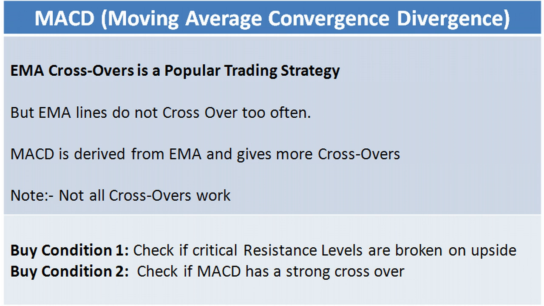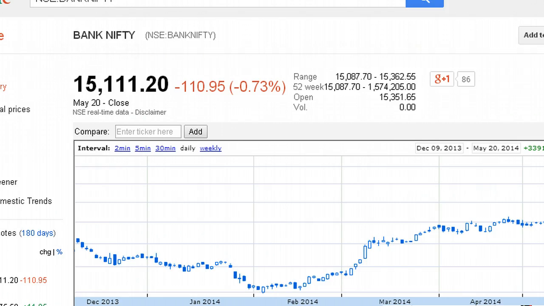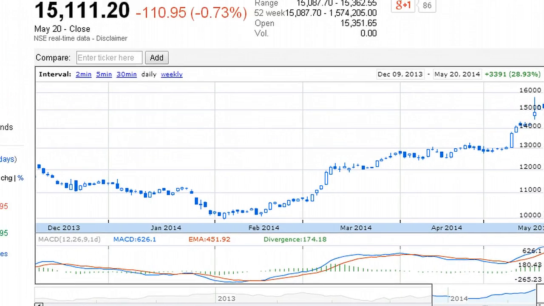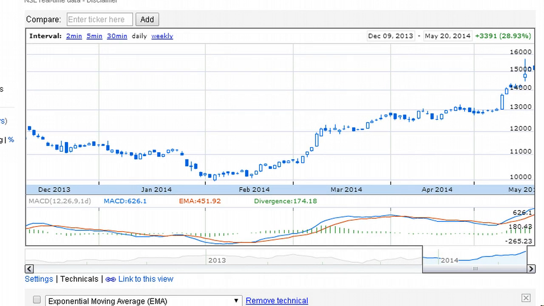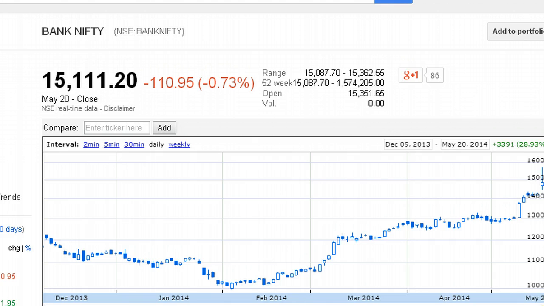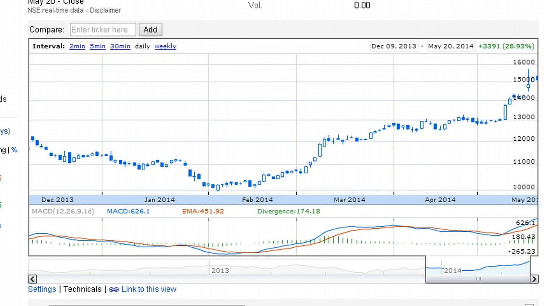Okay, so I'll just show you now how to use this indicator. Normally I have it in google.com/finance, and this is Bank Nifty. Once you go to google.com/finance and choose Bank Nifty here, this is the Bank Nifty chart in the last 6 months. So this is December 2013, Jan 2014, Feb, March, April, and then May. And this is the daily chart because I've chosen the daily chart here.